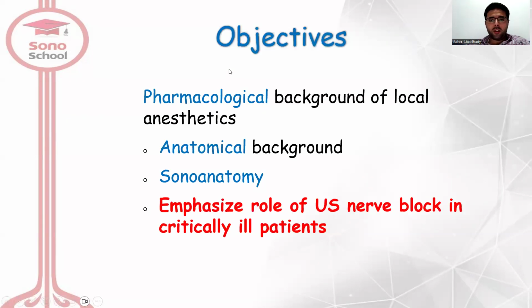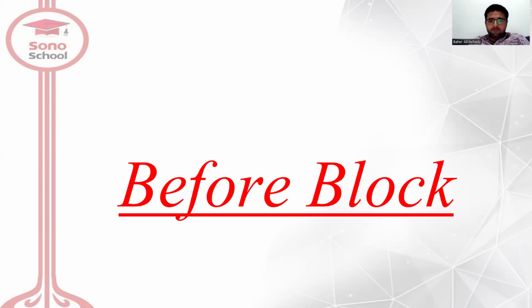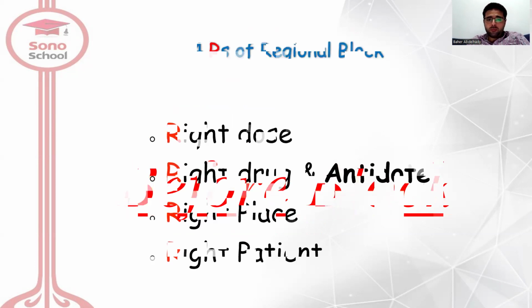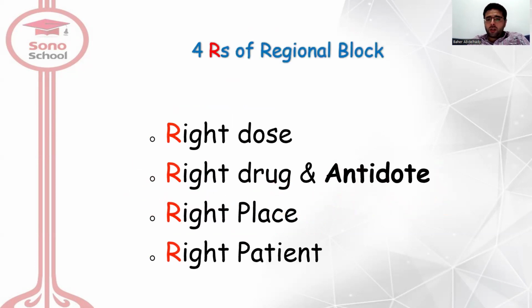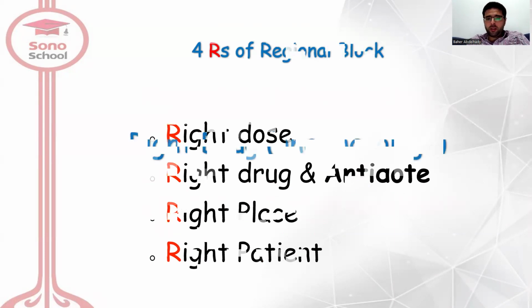Our objectives are pharmacological background of local anesthetic, anatomical background, and sonoanatomy, how the nerves appear by ultrasound, and to emphasize the role of ultrasound nerve block in critically ill patients. What do we need to know before doing the block? Right dose, right drug and antidote, right place, right patient.